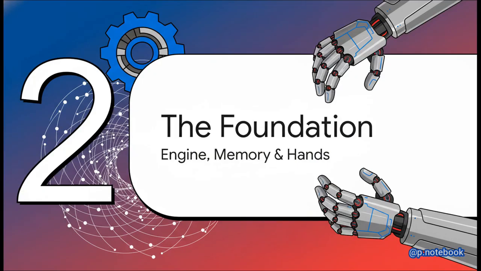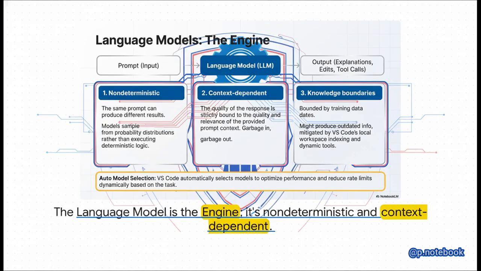All right, let's start at the beginning. We're going to kick things off with the absolute foundation. These are the 3 pillars that everything else is built on top of: the engine, the memory, and the hands. Okay, so at the very heart of everything is the language model, the LLM. That's our engine. But this engine, as powerful as it is, has some, let's call them quirks.